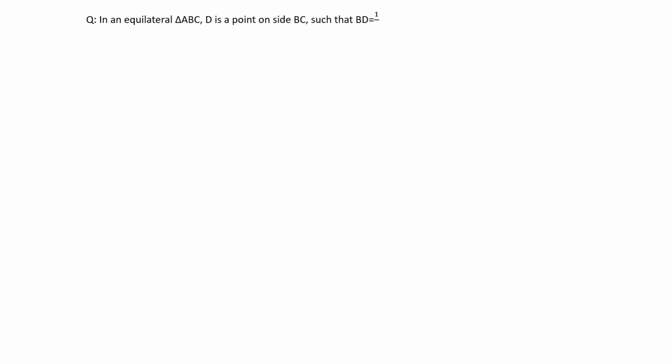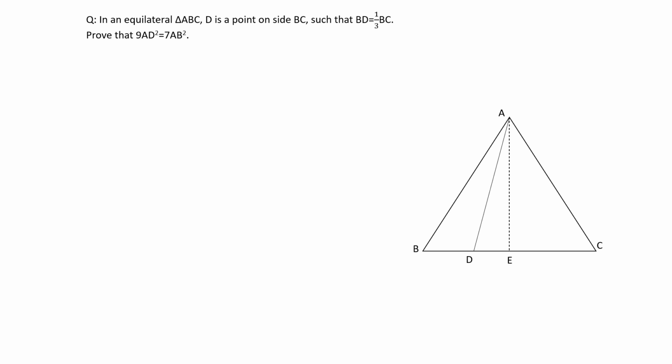In an equilateral triangle ABC, D is a point on side BC such that BD equals 1 by 3 BC. Prove that 9 AD square equals 7 AB square. Let's draw the picture. Given triangle ABC is an equilateral triangle, D is a point on BC such that BD equals 1 by 3 BC.